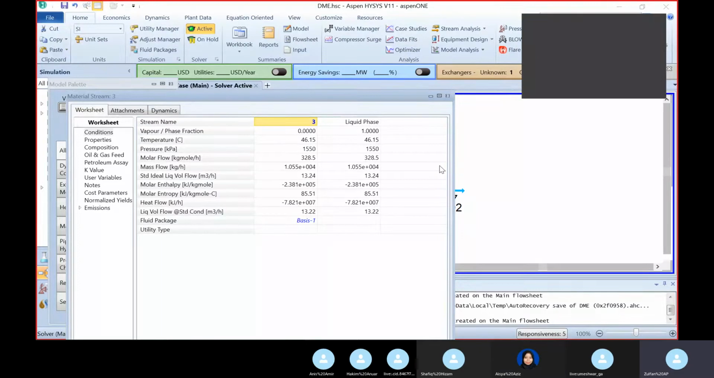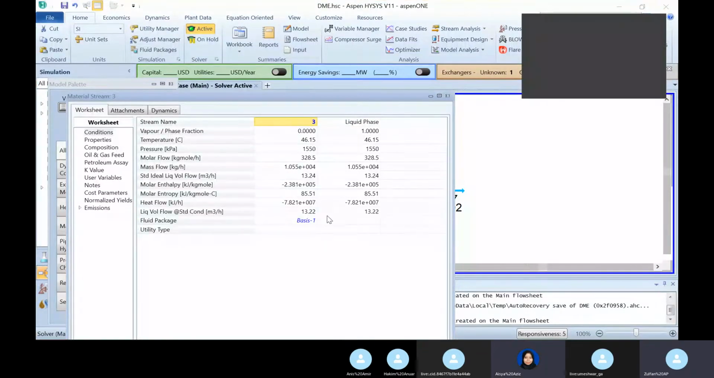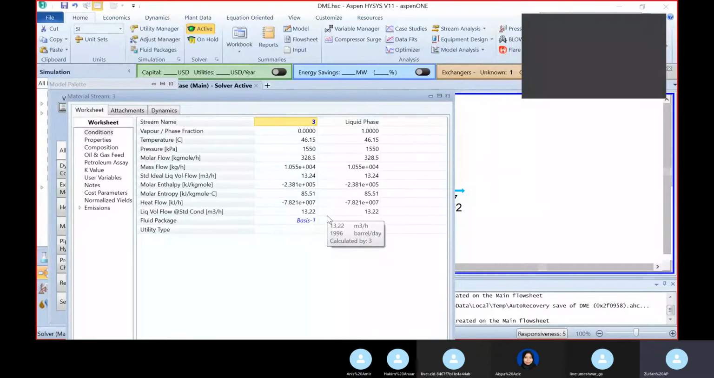213 kilo. Sorry, one minute. So that means this stream number 3 is 10.49. See, the total flow rate is also different already, right? So it's not 10.49. It's something else. So it's fine, I mean, it's fine.